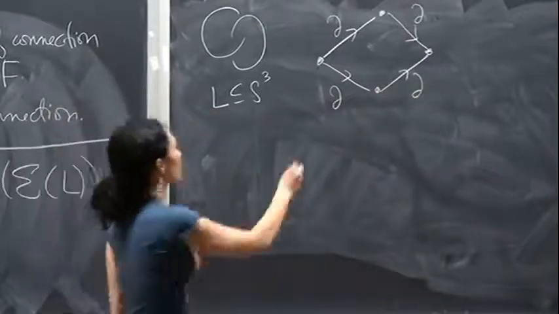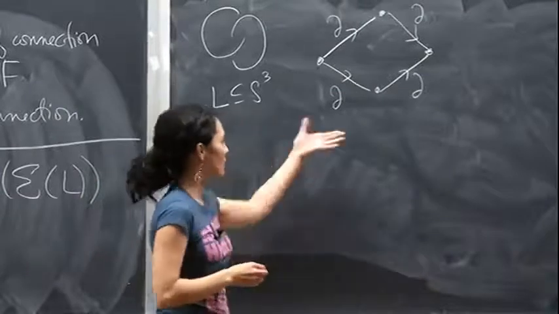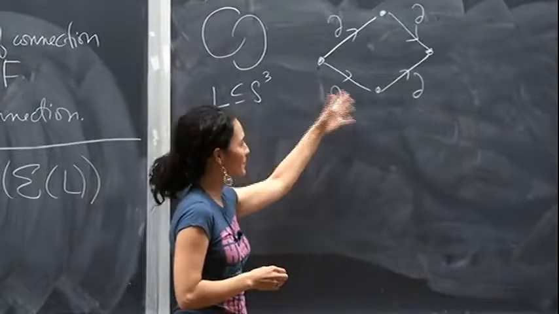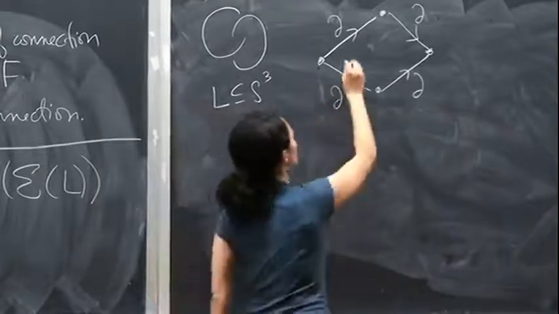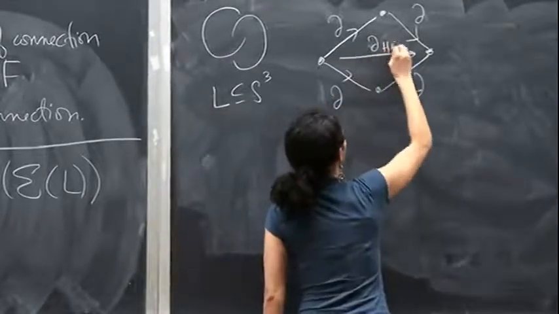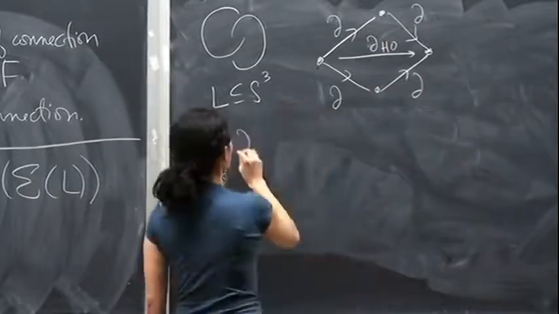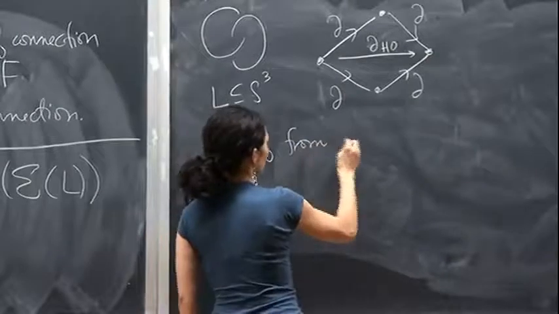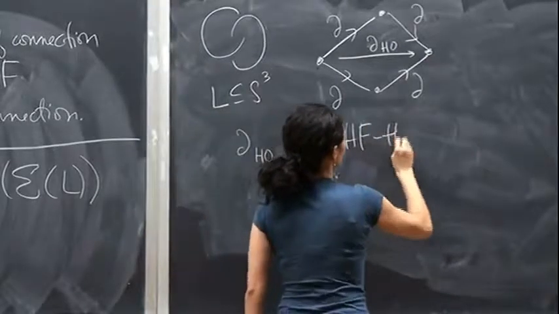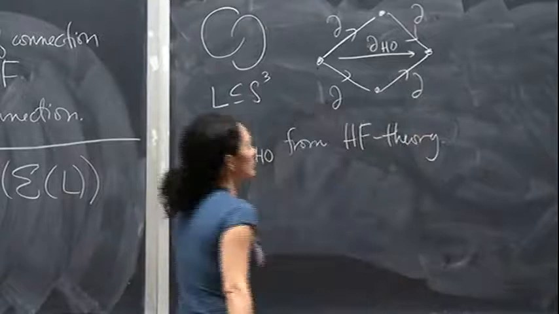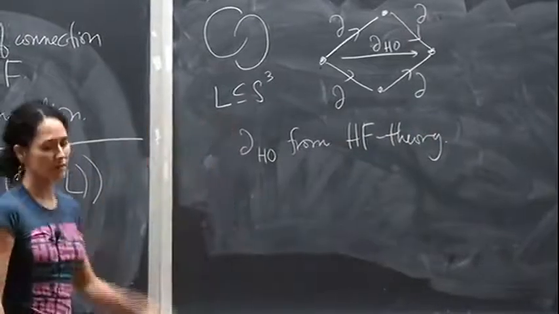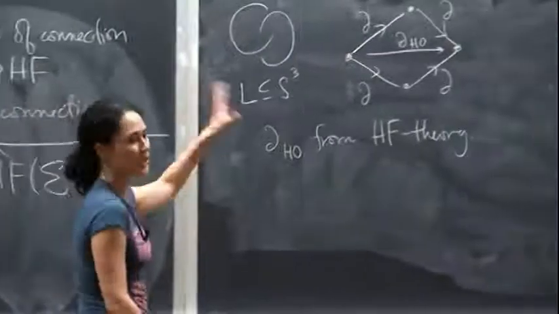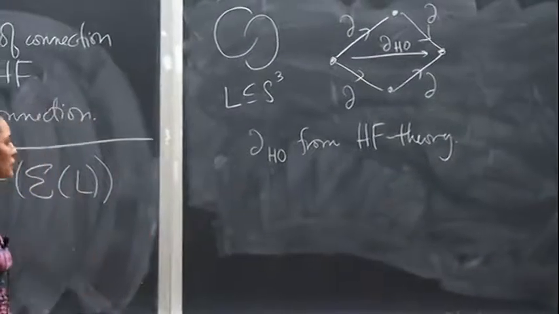And what Peter and Zoltan do is to construct a filtration on this cube, and also some sort of higher order differentials on this cube. And they're really doing this by some Heegaard-Floer theoretic constructions. Okay, so this filtration gives rise to a spectral sequence, and that's where this is coming from.